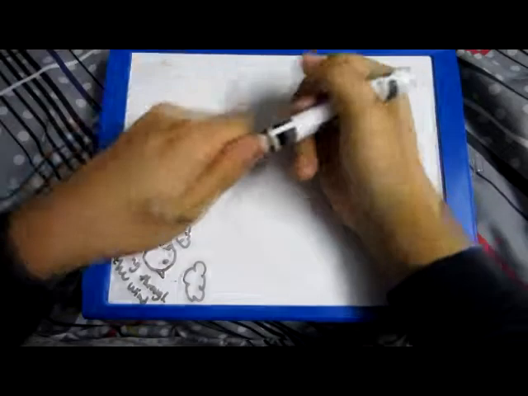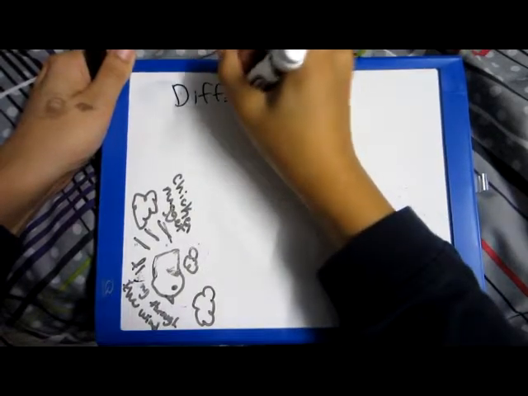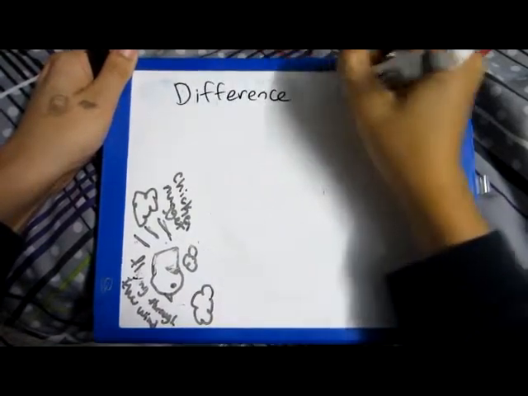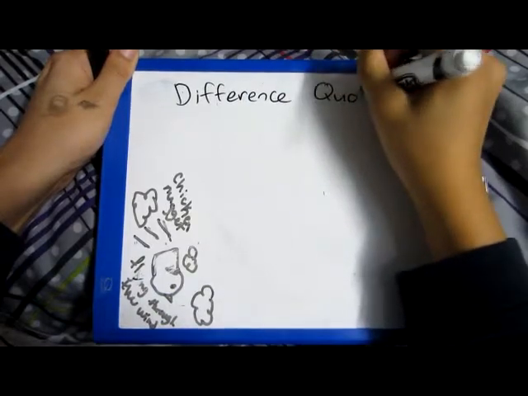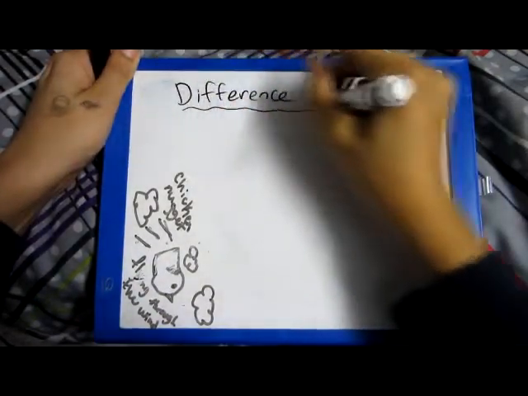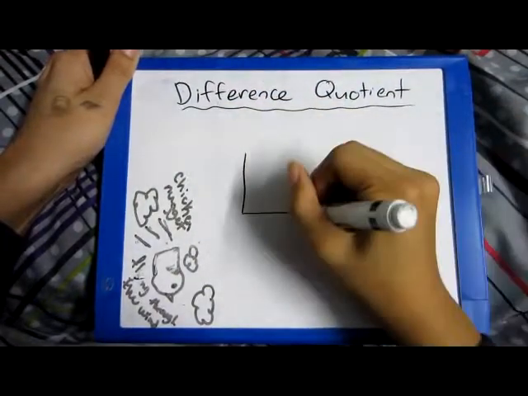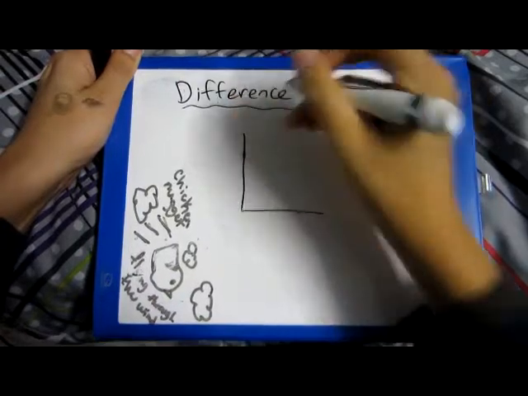So today we will talk about the difference quotient. The short definition for a difference quotient is just the change in y over the change in x, which cuts down to the definition of a slope.